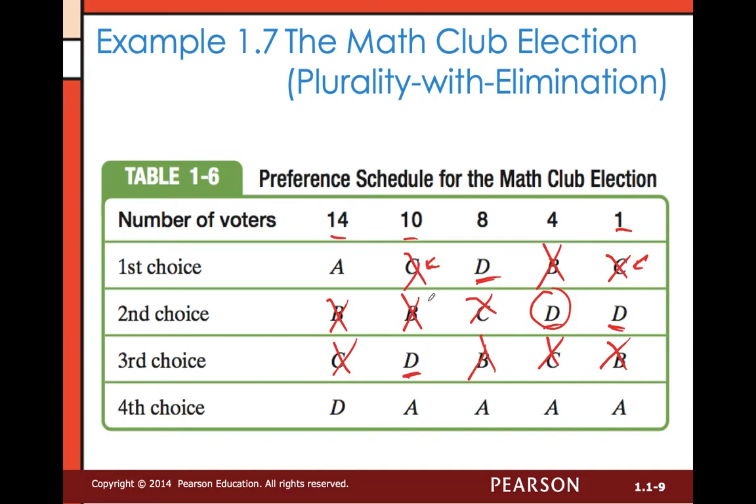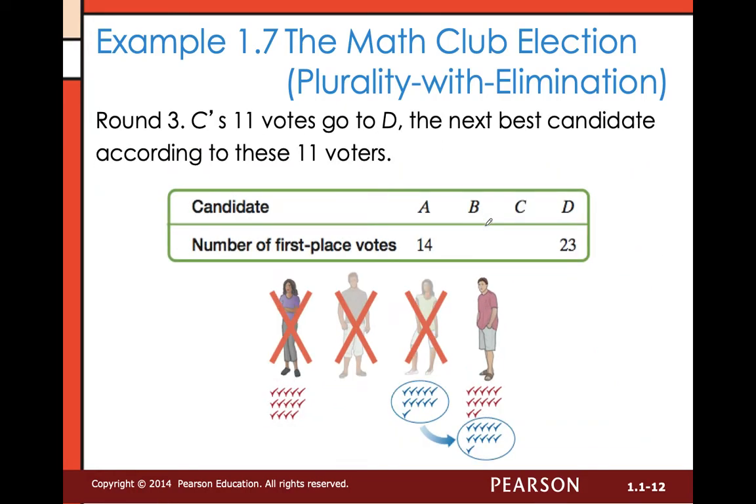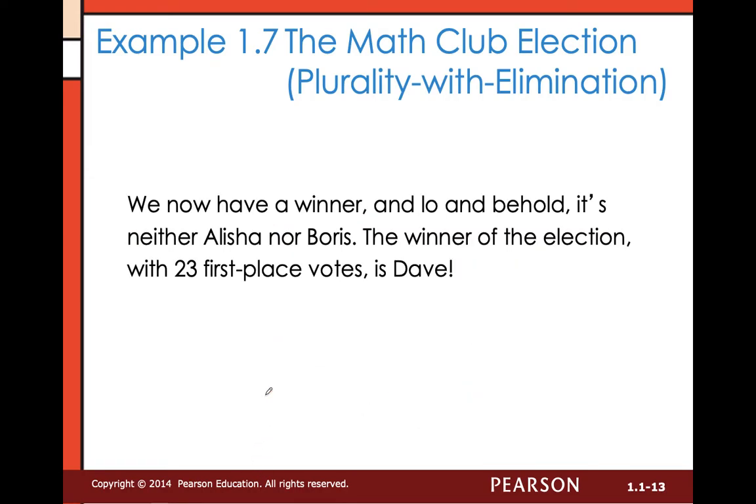And so what that means is if we add those up, we now have that D has 23 votes. Now D actually has a majority. Keep in mind, there were 37 total votes, so to have a majority you would need 19, and D now does. So it looks like we now have our winner. It's not Alicia, who was our winner for plurality, and it's not Boris, who was our winner for Borda count. It's actually Dave, who is our D.